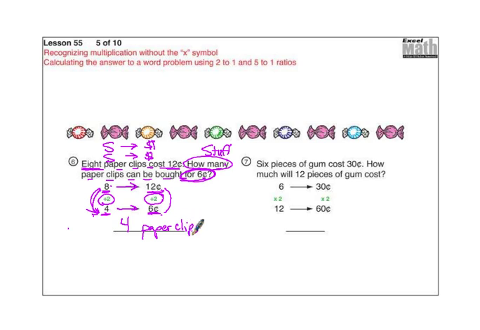Alrighty, now let's take a look at this next one to see how they did this. It's another stuff for money problem. 6 pieces of gum cost 30 cents. That's stuff for money. How much will 12 pieces of gum cost? Here we have 12 pieces of gum. We don't know how much it costs, so that's stuff for money there.